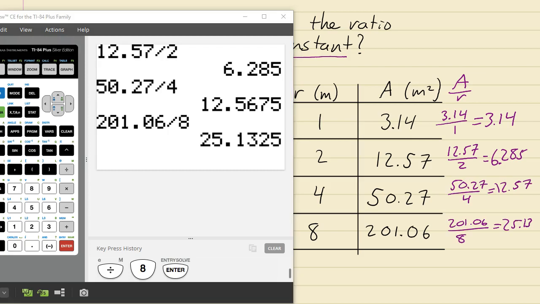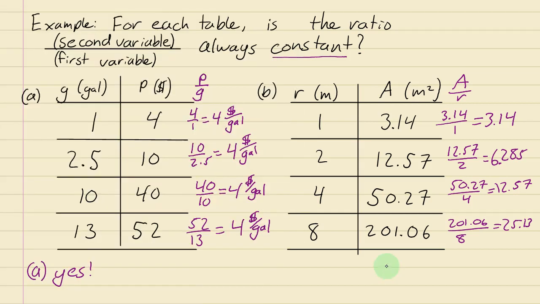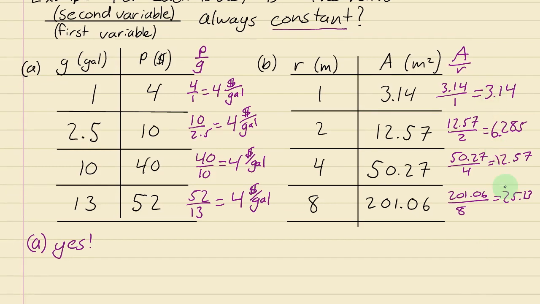So the thing is that this doesn't always come out to the same number at every point in the table. So that means it's not a constant ratio. It's changing between different parts. So because these are different, we can say the answer to this question is no.